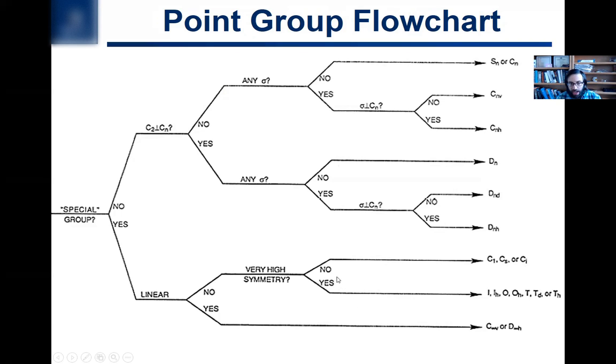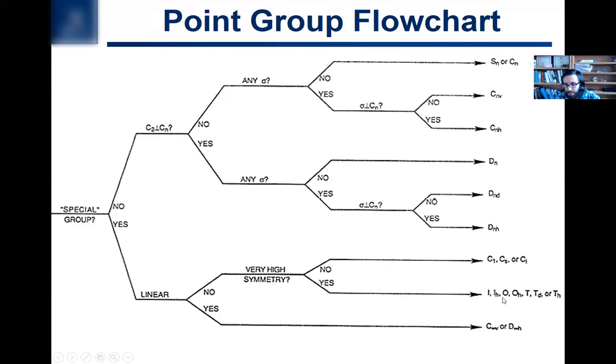If it is very high symmetry, it's either going to be usually IH, OH, or TD. Okay, those are normal, like an icosahedron has IH symmetry. An octahedron has OH symmetry. A normal tetrahedron has TD symmetry.